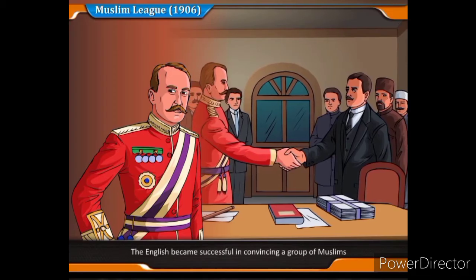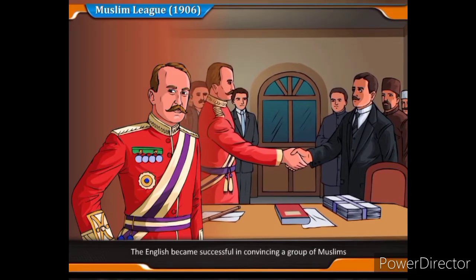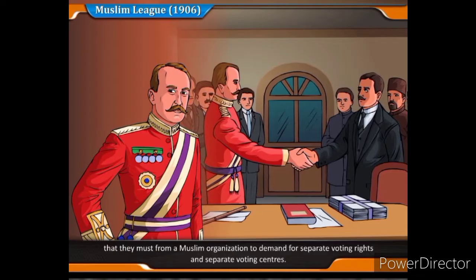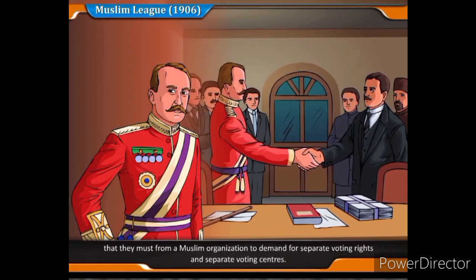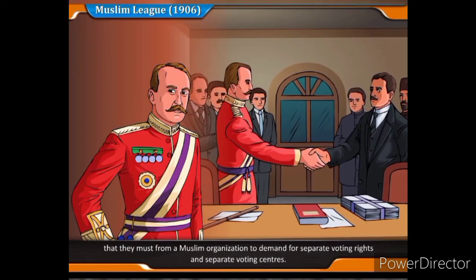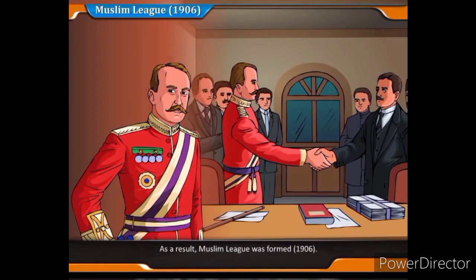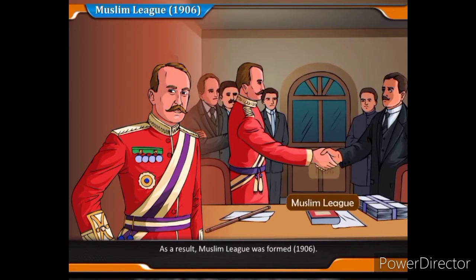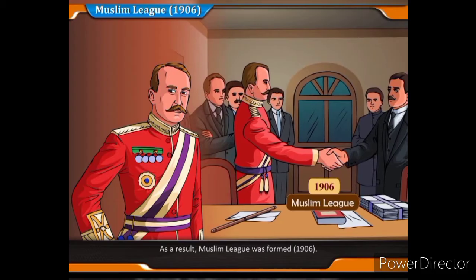The English became successful in convincing a group of Muslims that they must form a Muslim organization to demand separate voting rights and separate voting centers. As a result, the Muslim League was formed in 1906.